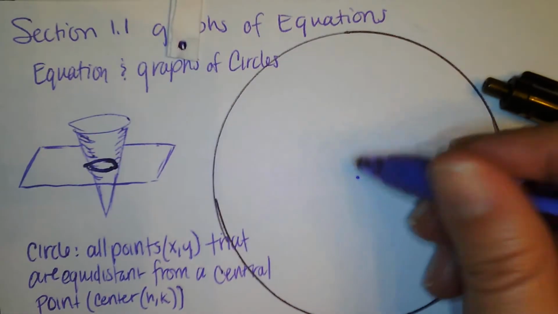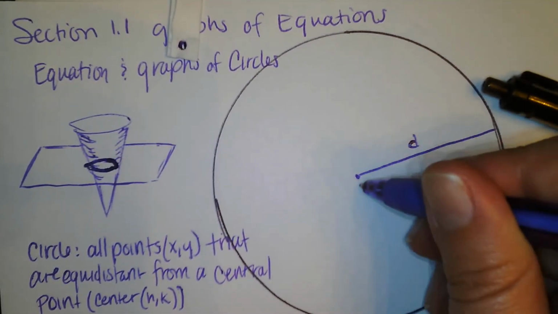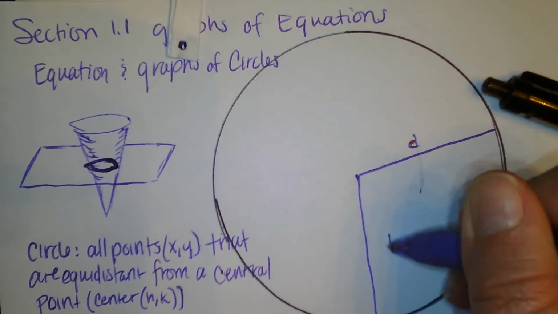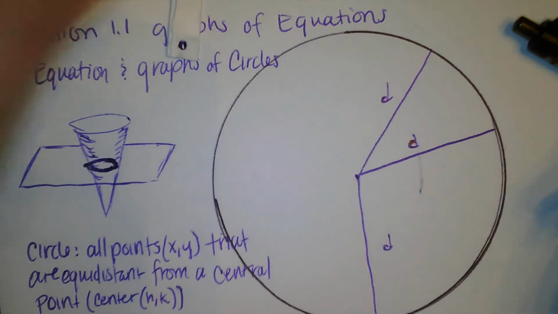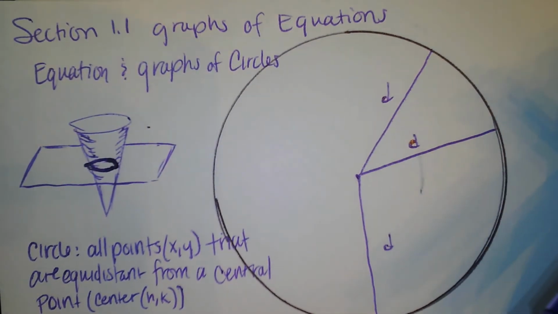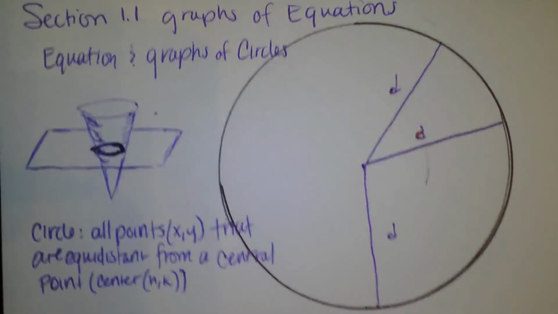So the distance from here to here is the same as the distance from here to here, is the same as the distance from here to here. And of course, you know that. You know what a circle is. This is definitely the easiest one of all of the conic sections.